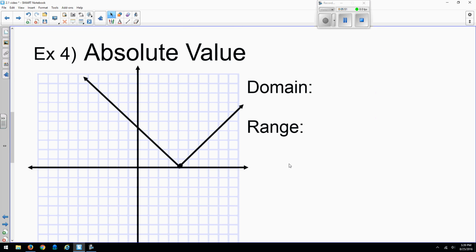So here's another example for domain and range, and this is a graph of an absolute value function. So we've discussed absolute value equations and inequalities. This is what the graph of one looks like. And so when you're looking at this graph, what do you think the domain for this one is? Well, I think this domain is also all real numbers. And that would be correct.